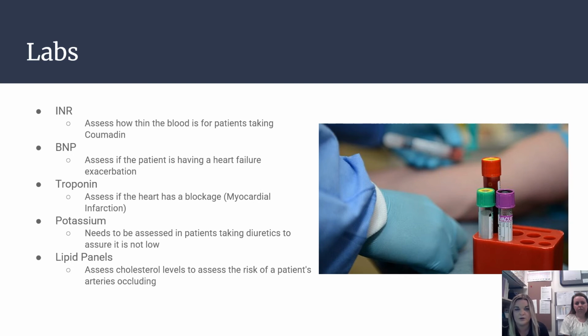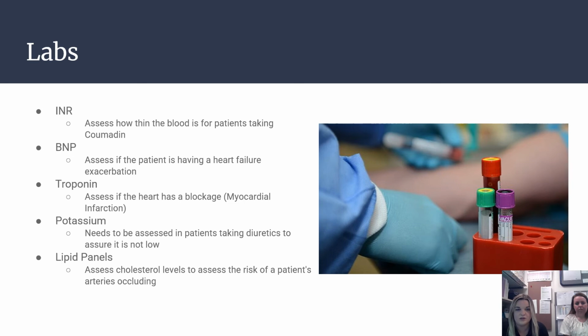Potassium is going to be really important to watch in these patients, especially the ones taking diuretics, as with all of the peeing that they're doing and excreting of fluid, they can pee out this potassium, and then their potassium can get low, and in turn cause dysrhythmias and other heart problems.